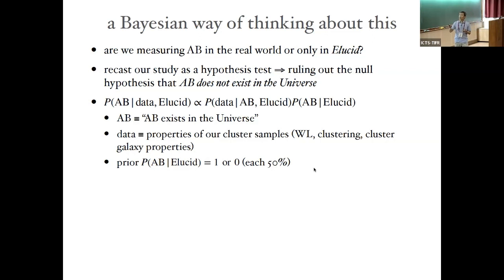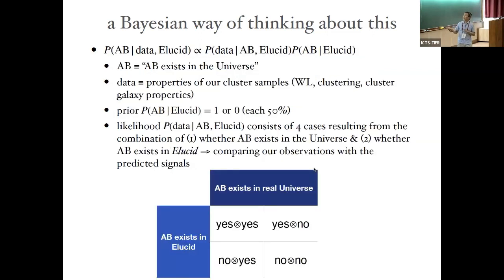For the prior, we take it to be uninformative, so just 0 or 1, each with equal probability. As for the likelihood, we consider 4 cases that result from the combination of 1, whether AB exists in the universe, and 2, whether AB exists in eLOCIT, and compare our observations with the expected observational signals to deduce in which one of these boxes we are located.